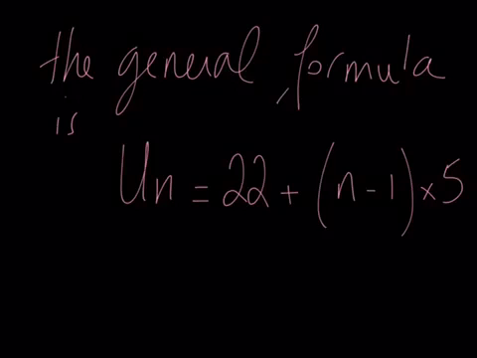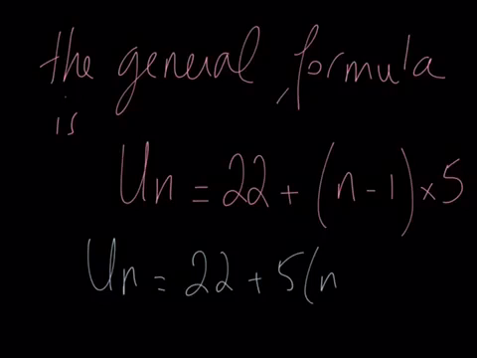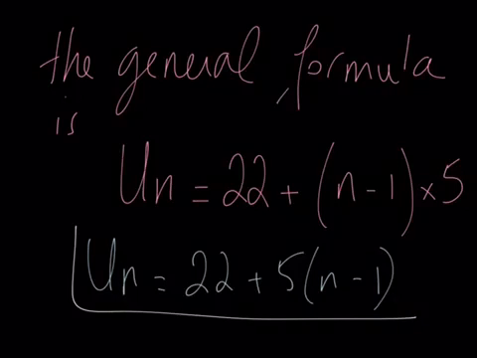And we prefer having the factor in front of the parentheses, so it looks nicer if you write it this way. Un equals 22 plus 5 times n minus 1. Okay, and that's it. This is the general formula for this arithmetic sequence.